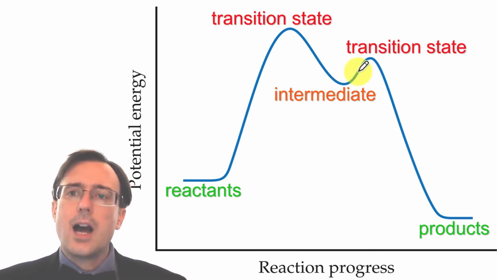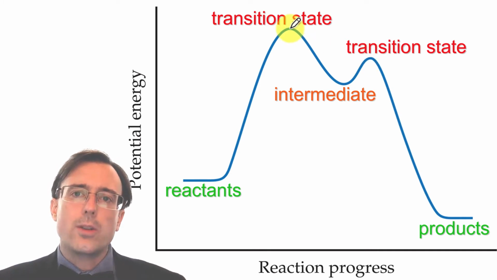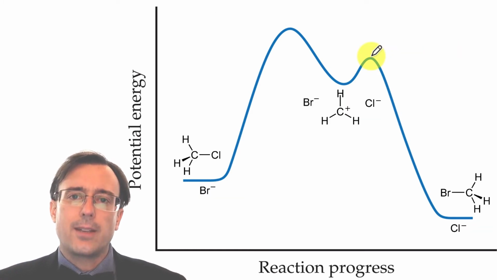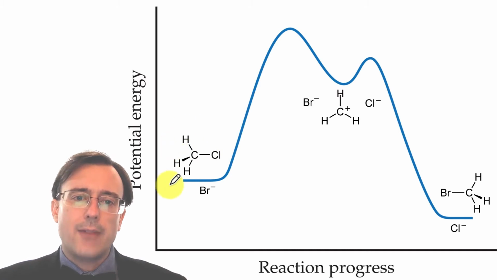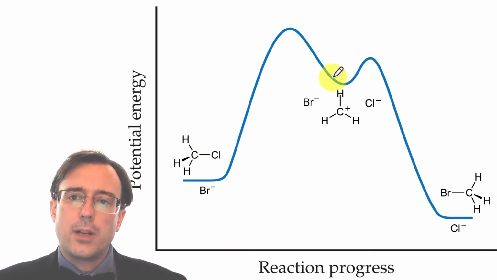Now, what about the tops of each of these humps? This top here is a transition state, and this top right here is a transition state. Transition states always occur at the top of these different humps. We can even go ahead and label and see what each of those different things is. And so in this case here, we have our reactants. And if this is the 2-step process, this should be our intermediate.